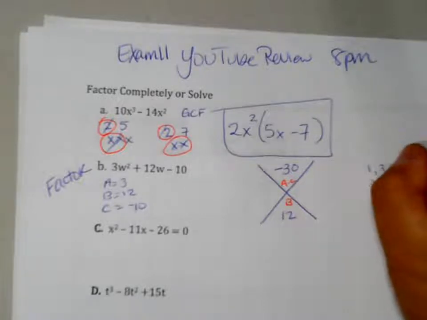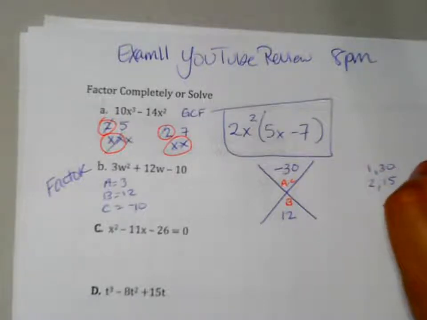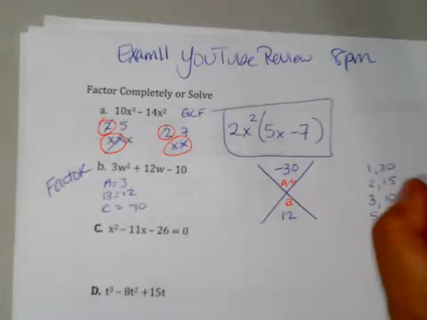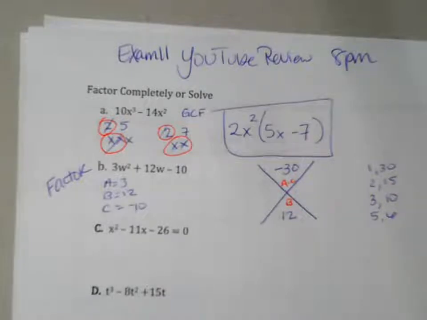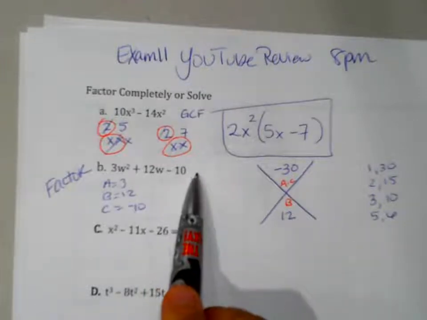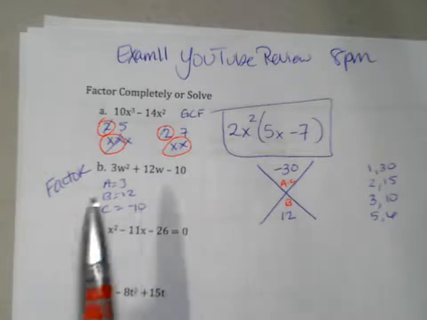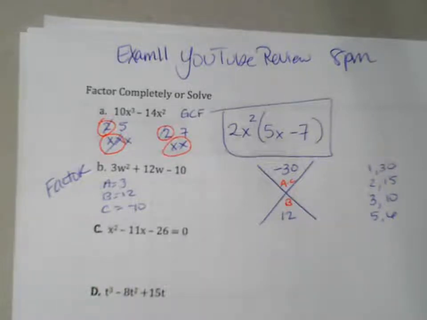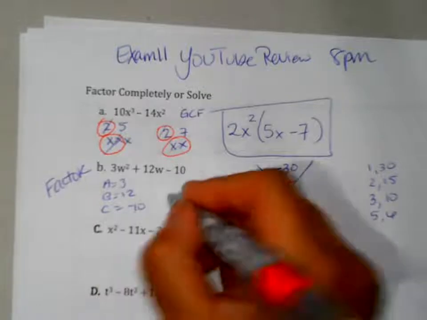If you can't come up with them off the top of your head, start writing them down. 1 and 30, 2 and 15, 3 and 10, 4 doesn't work, 5 and 6, 7, 8 doesn't work, 9, 10, 11, 12, 13, 14, 15. If you can't come up with any factors that work, then your answer is prime. Now, if this had an equal sign, there's no such thing as prime. With an equal sign, you would have put it into the quadratic formula. So this guy right here, we're going to call him prime.